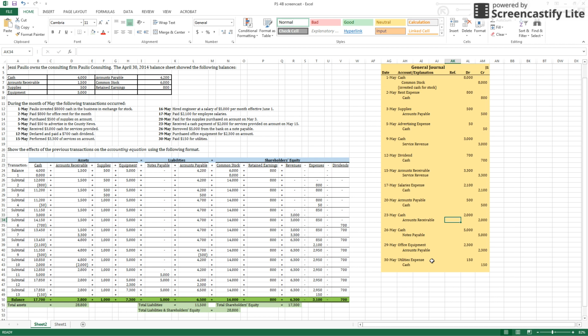Finally, on the 30th of May, we paid our utilities. That is an expense, so we increase our utilities expense, $150, and we decrease our cash, $150, with a credit.